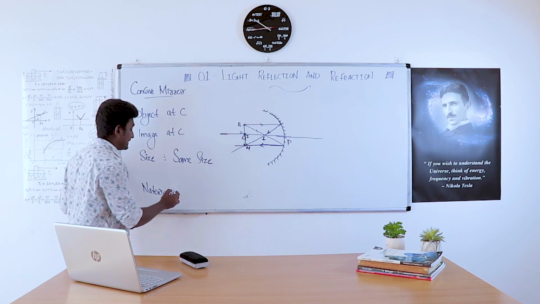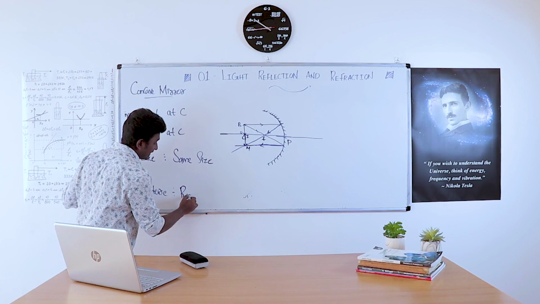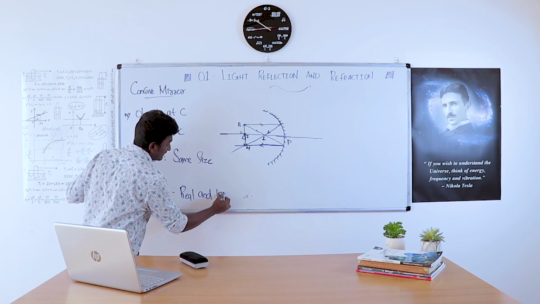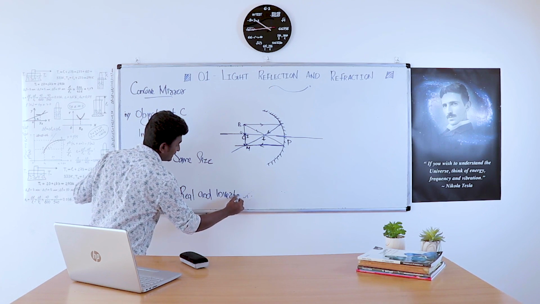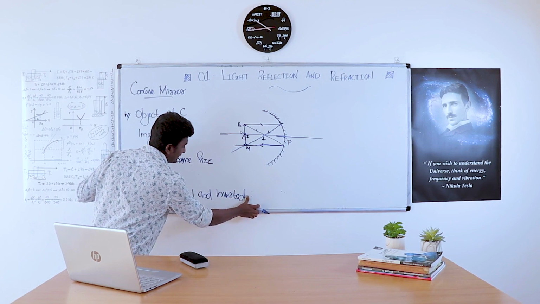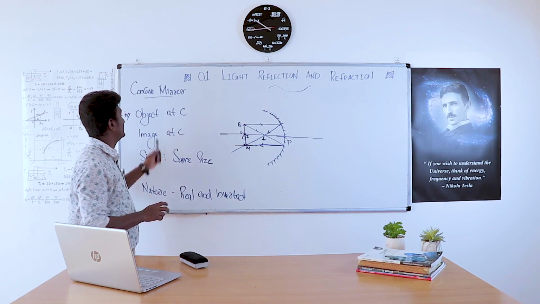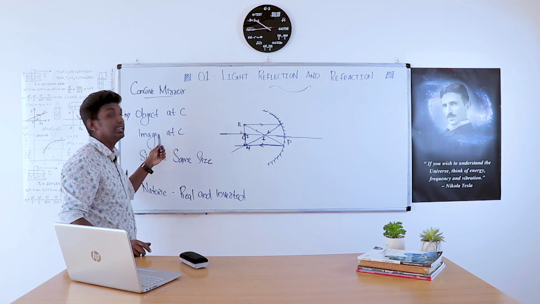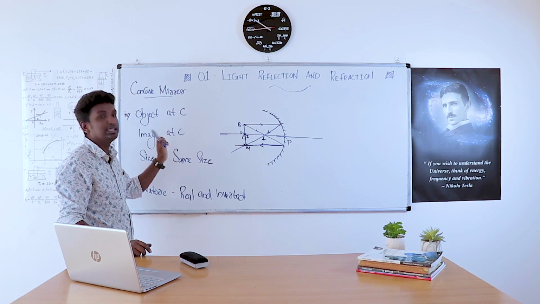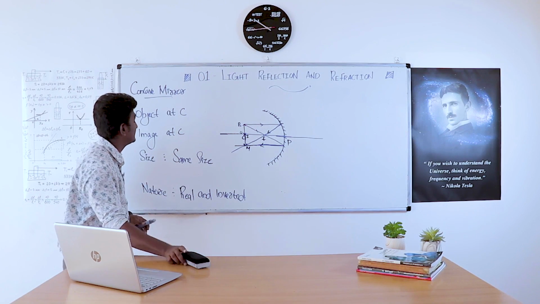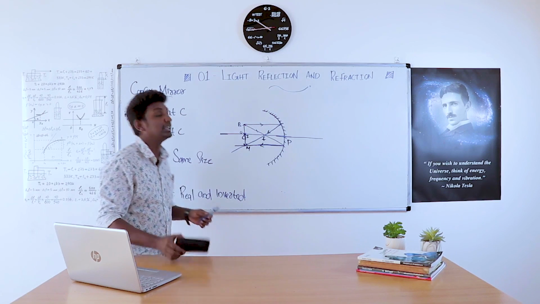Then what is the nature? Nature is real and inverted. Okay, so this is the fifth case. Object at C, image formed exactly at C itself. The size of the image is the same size and the nature is real and inverted.